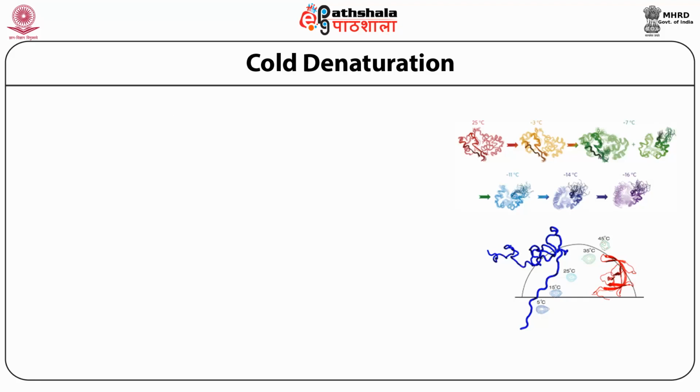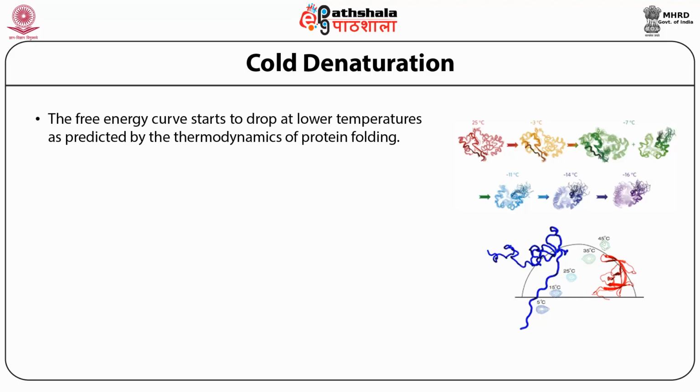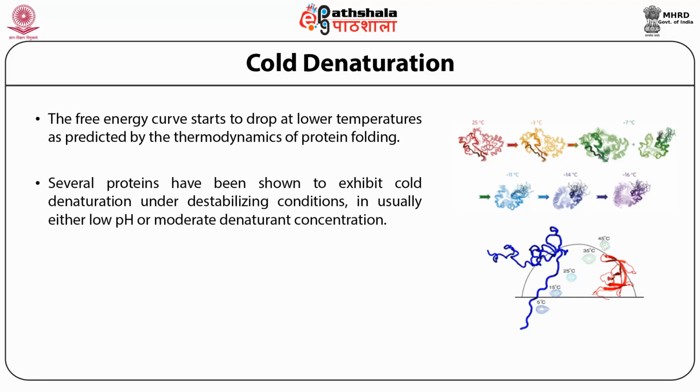The free energy curve starts to drop at lower temperature, as predicted by the thermodynamics of protein folding. Several proteins have been shown to exhibit cold denaturation under destabilizing conditions, usually either low pH or moderate denaturant concentrations.